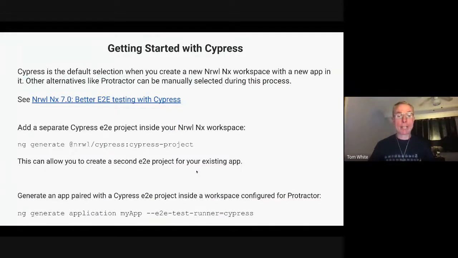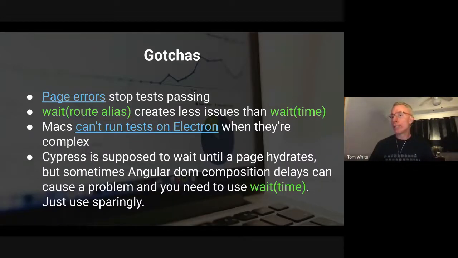Sorry about the quick flash there. Right, the final thing that's worth mentioning is that you can also generate an app with the Cypress test runner inside a workspace that defaults to Protractor. So you can build the app and the E2E at the same time with the bottom command. Okay, right, let's move on. Oh, any questions, by the way, at this stage?